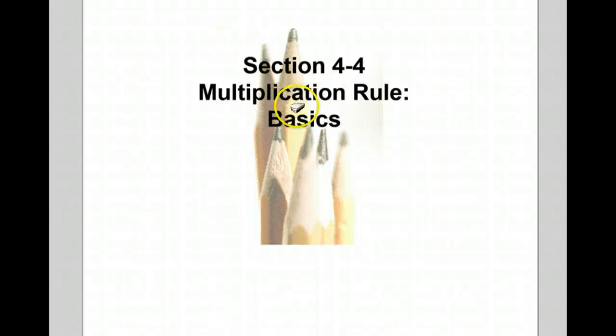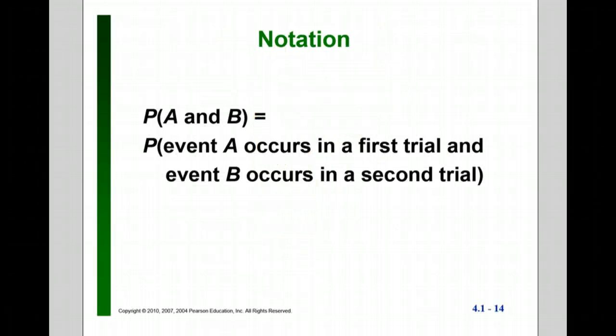Alright, section 4.4 notes, the multiplication rule. Now we're dealing with multiplying to come up with probabilities instead of adding. So now we're going to be compounding events, multiple events, with the word "and" instead of "or". Usually when we do this with two events A and B, we talk about event A occurring in the first thing we're going to do, and then event B occurs after that in the second thing.